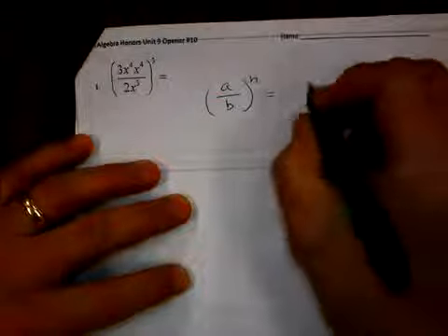They're of this format. If you have a over b to a power of n, each part of the fraction, the numerator and the denominator, gets raised to that power. So it's a to the n over b to the n.